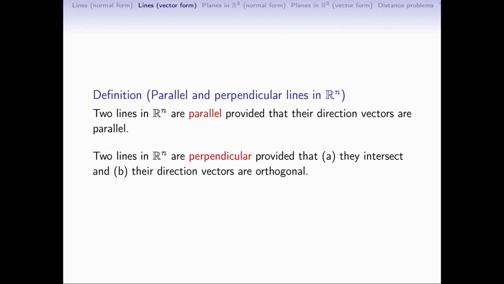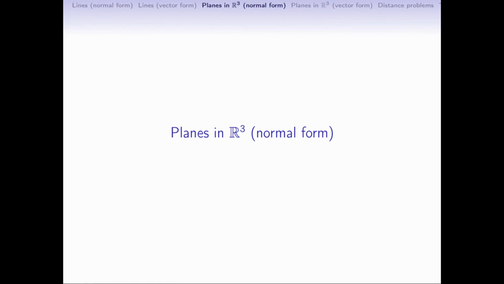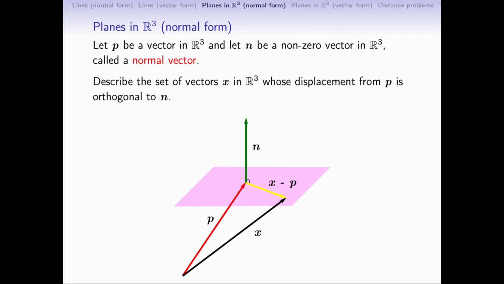Okay, that's the end of lines in vector form. Our next topic is planes in normal form in three-dimensional space. Now, our treatment of planes in three-dimensional space under the normal form mirrors our treatment of lines in two-dimensional space under the normal form. So let P be a vector in three-dimensional space, and let N be a non-zero vector in three-dimensional space called a normal vector. So as before, P is going to point to a specific point in the plane, and using that point and this normal vector N, we can generate all the other points in the plane.